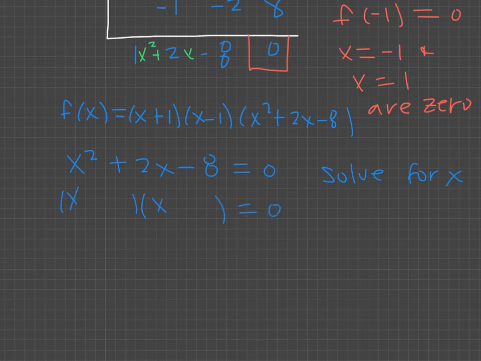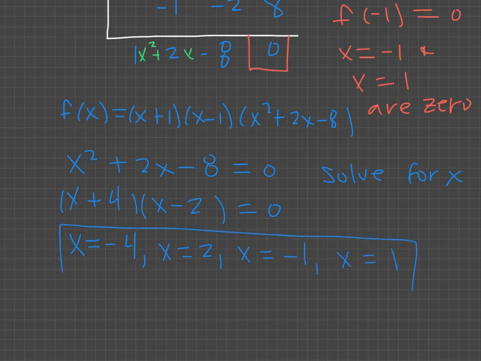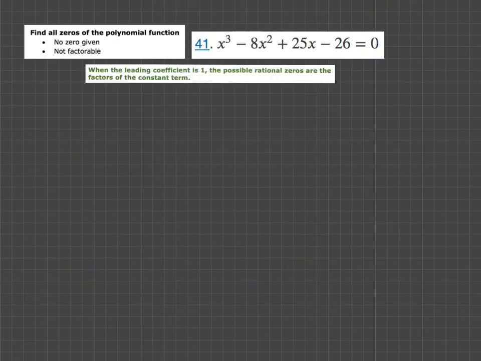x and the two numbers that multiply to negative 8 and add to a positive 2 are x plus 4, x minus 2. We set those equal to 0. We're going to get x equal to negative 4, x equal to 2, and then adding on to our list the zeros that we already found, that gives us our full list of zeros for that polynomial.